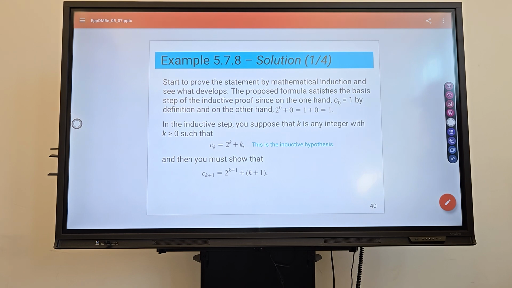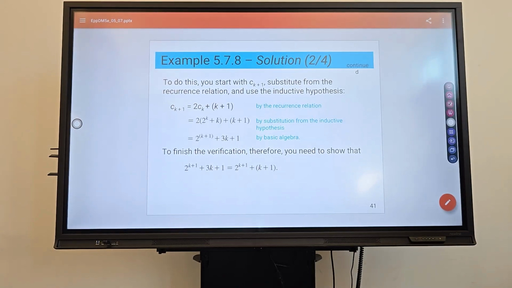In the inductive step, you suppose that k is any integer with k greater than or equal to 0, such that C sub k equals 2 to the k plus k, the inductive hypothesis. And then you must show C sub k plus 1 equals 2 to the k plus 1 plus k plus 1.